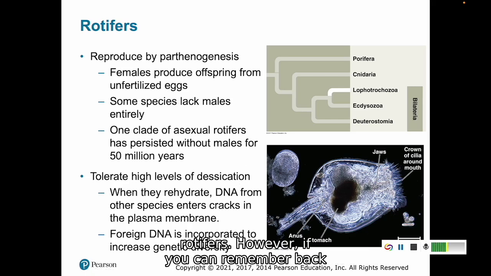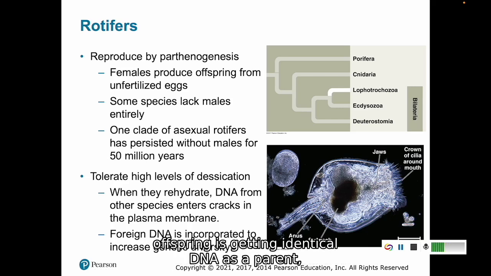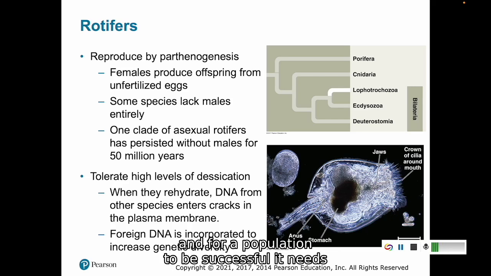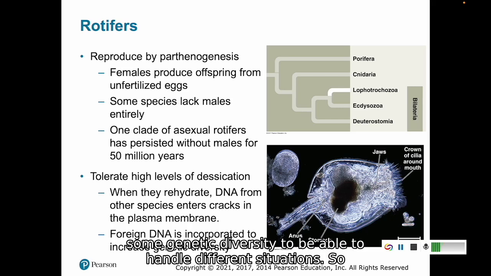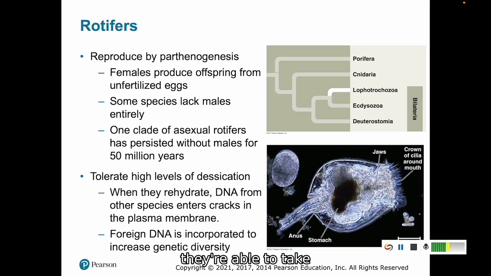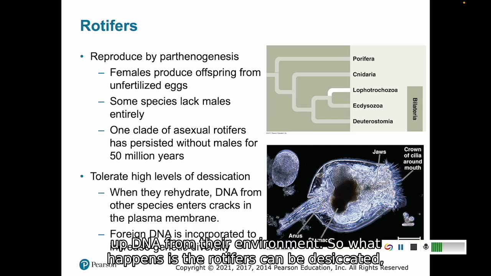However, if you can remember back to last semester, asexual reproduction means every offspring is getting identical DNA as the parent. And for a population to be successful, it needs some genetic diversity to be able to handle different situations. So they're able to take up DNA from their environment.